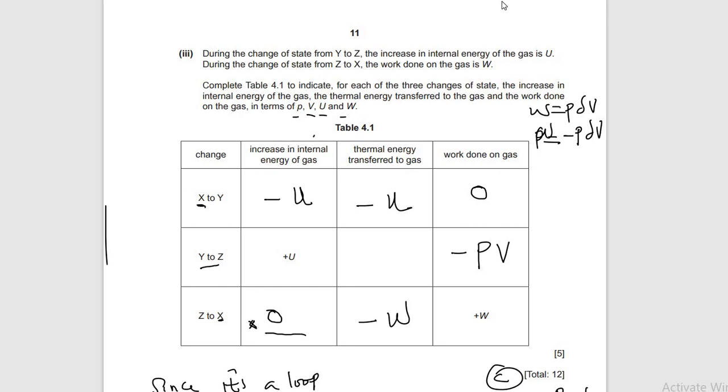So if the work done is minus PV, since U equals Q plus W, I'm looking for my Q. Delta U there is plus U. I don't know Q, and work done is minus PV. So therefore, Q in that case will be U plus PV. So this place will be U plus PV. That is the correction. I want to believe it is clear.